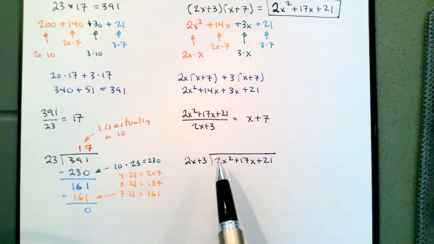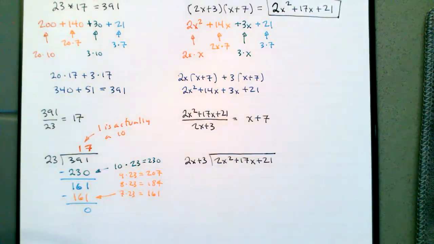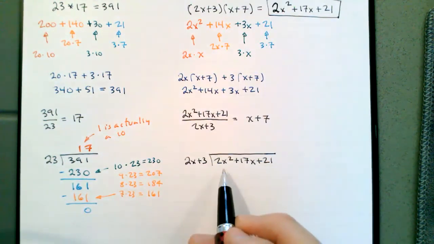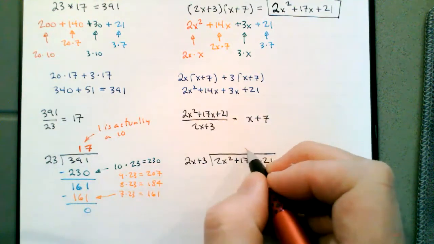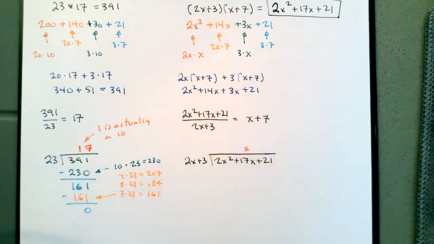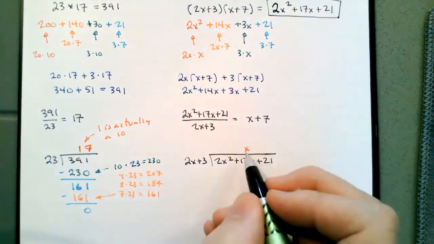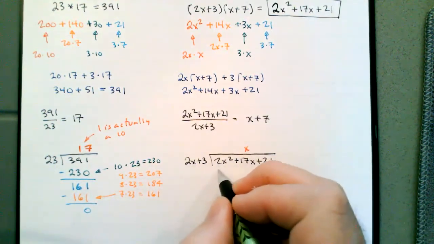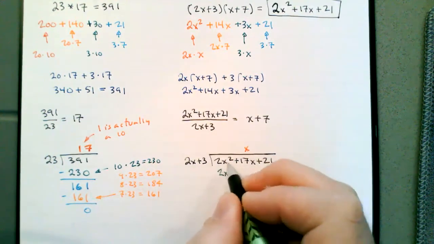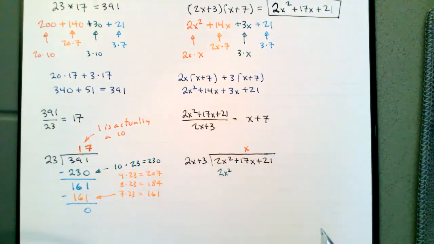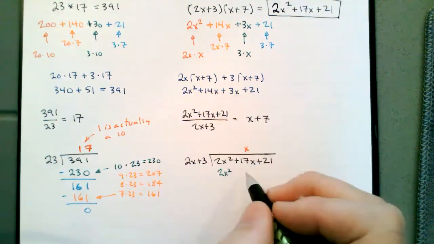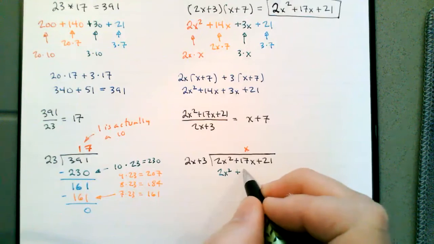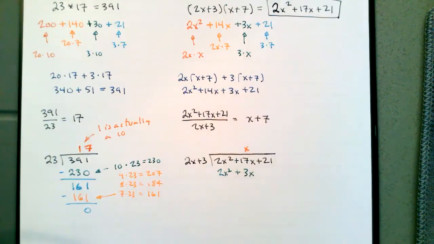What I want to do is I want to get rid of this 2x squared. So how many times, if I want to subtract 2x plus 3 from the 2x squared, I have to multiply by an x to make that happen. So now x times the 2x is 2x squared, because when I subtract, I want that to go away. And then x times the 3 is plus 3x. Now I'm going to subtract.